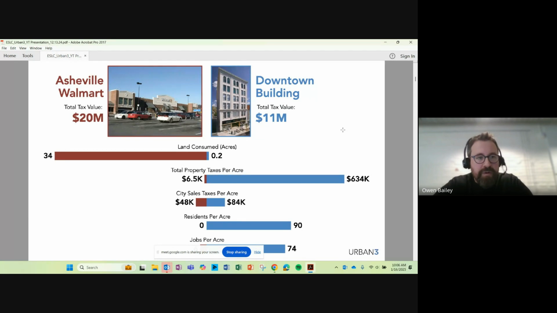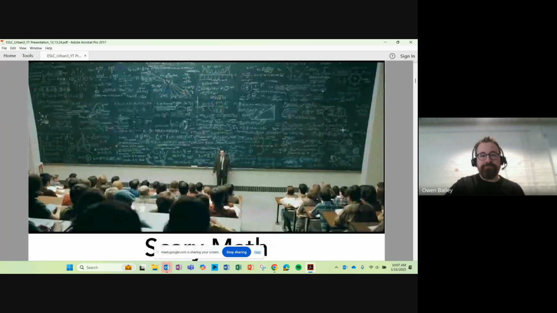But that Walmart has to have 34 acres of land in order to bring in that $20 million, while that downtown building can bring in that $11 million on a fifth of an acre. So when you divide property tax revenues by acres, that gives you your value per acre analysis. And you can see that that downtown building is far outpacing. It's much more potent and has a higher return on investment for local government than the Walmart does. It's also creating more apartment units and places for residents and jobs per acre.